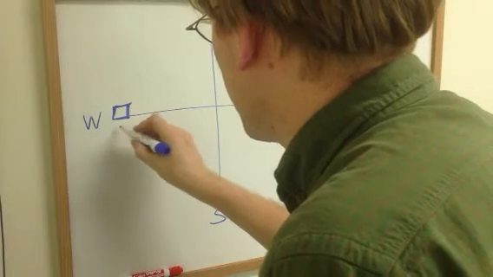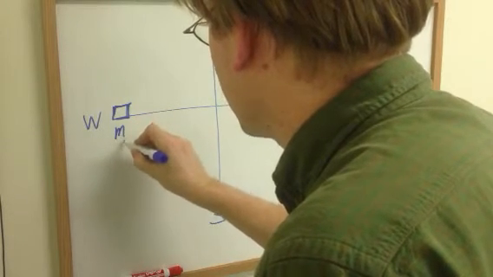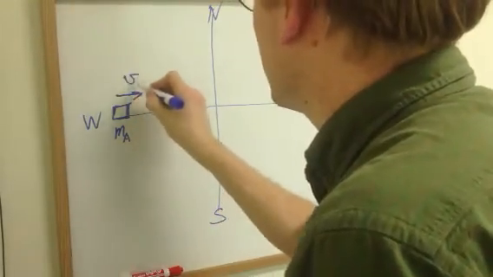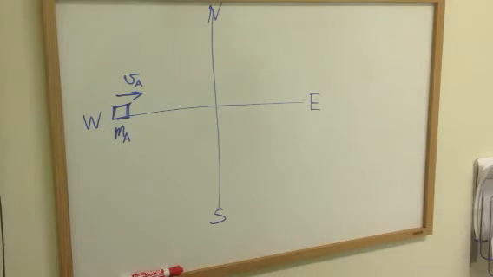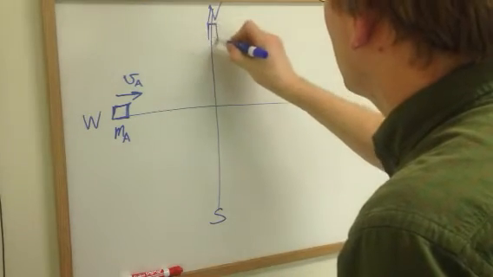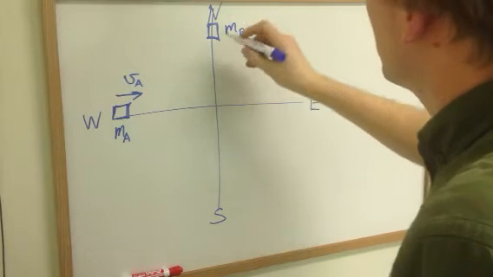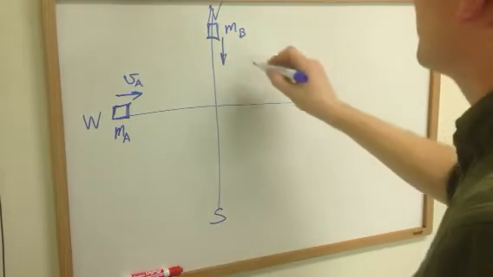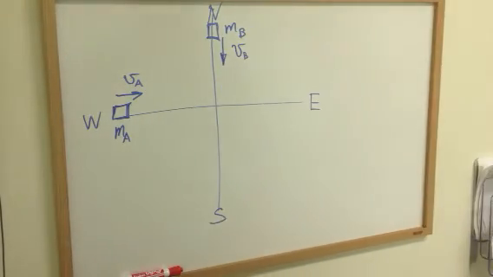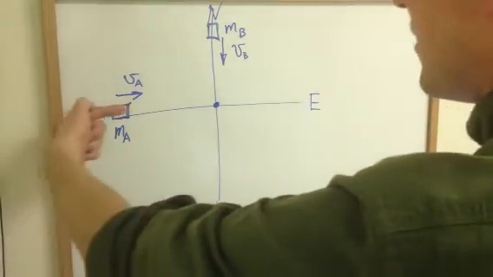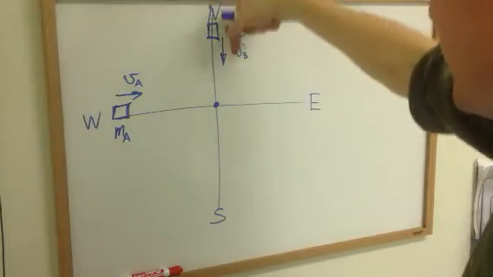Here's car A. It has mass A. It has a velocity from west to east. So here's the velocity of car A. And car B has a different velocity and a different mass. Its velocity is going straight south, from north to south. They collide here. Boom. So this is carrying momentum horizontally. This one's carrying momentum vertically.